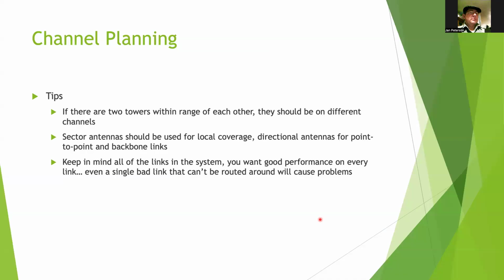And then you'd have sector antennas on those towers that cover the surrounding areas that may be at a lower bandwidth, because there might be more stations in there that you want to be able to fold that traffic into your higher bandwidth link. You should definitely use sector antennas for local coverage. Use directional antennas for point-to-point and backbone links. Directional could be a dish, it could be a Yagi, something that's not going to be a wide band setup.